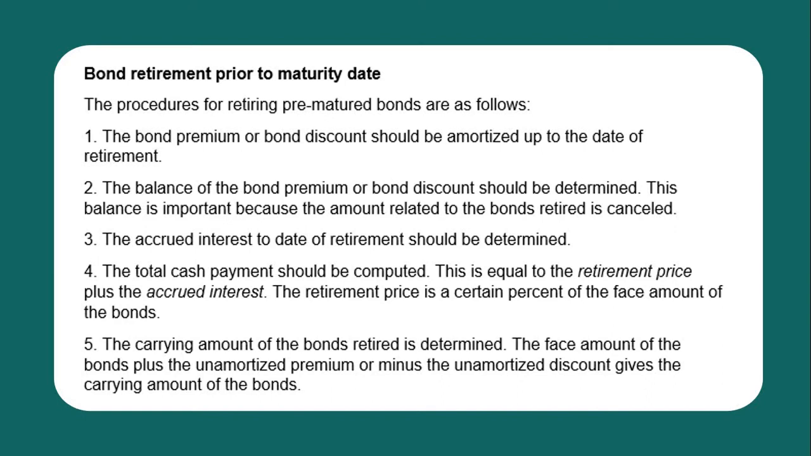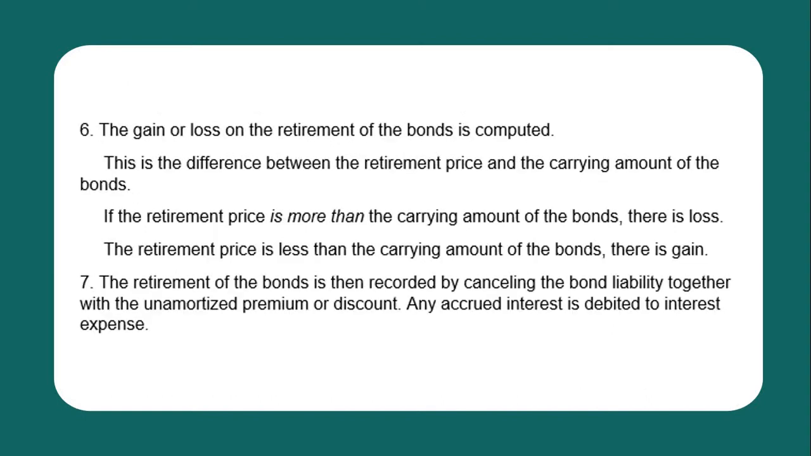Next step, the carrying amount of the bonds retired is determined. Again, to determine the amount of bonds retired or the carrying amount of the bonds retired, we need to consider the balance of the bond premium or discount. Okay, so that is step number 5. Step number 6, there will be gain or loss on retirement of bonds to be computed.